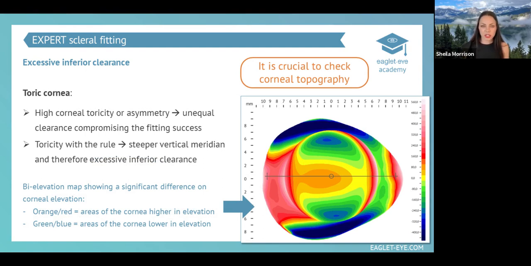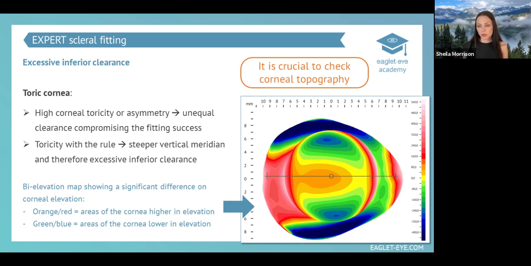Now, another thing that we watch for when it comes to preventing the likelihood of having inferior clearance that's a little bit too much is looking at corneal topography. We can use an ESP to do this. Usually I look at an elevation map, which you can see in the central portion of this image, to show us where the height difference is. In orange and red, these are areas of higher elevation in the cornea. Green and blue are areas of lower elevation.